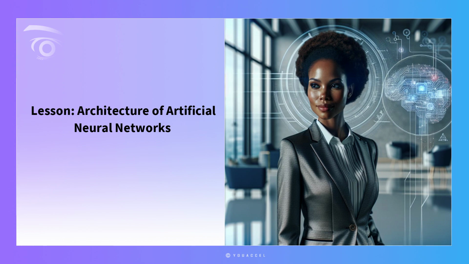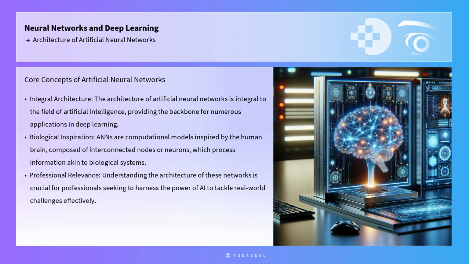Lesson: Architecture of Artificial Neural Networks. The architecture of artificial neural networks is integral to the field of artificial intelligence, providing the backbone for numerous applications in deep learning. At their core, ANNs are computational models inspired by the human brain, composed of interconnected nodes or neurons, which process information in a manner akin to biological systems. Understanding the architecture of these networks is crucial for professionals seeking to harness the power of AI to tackle real-world challenges effectively.